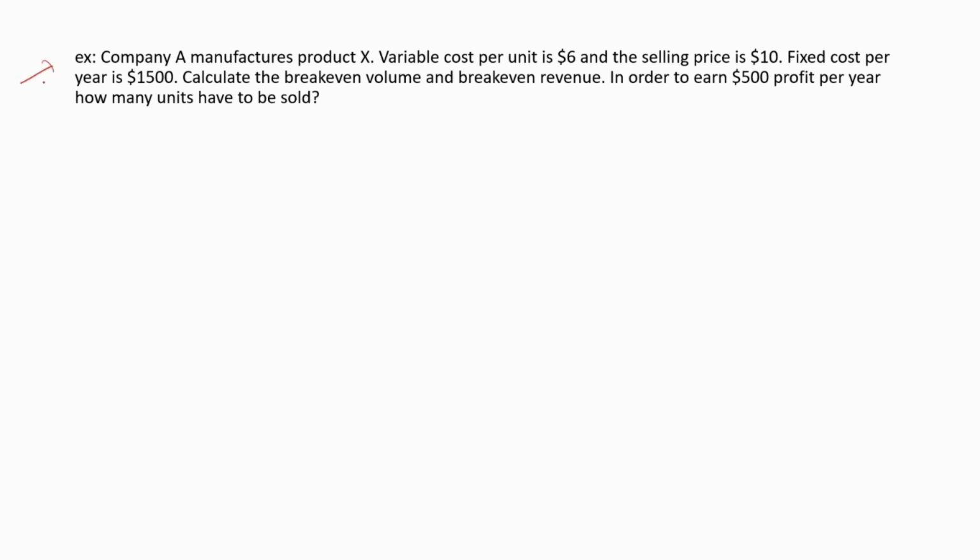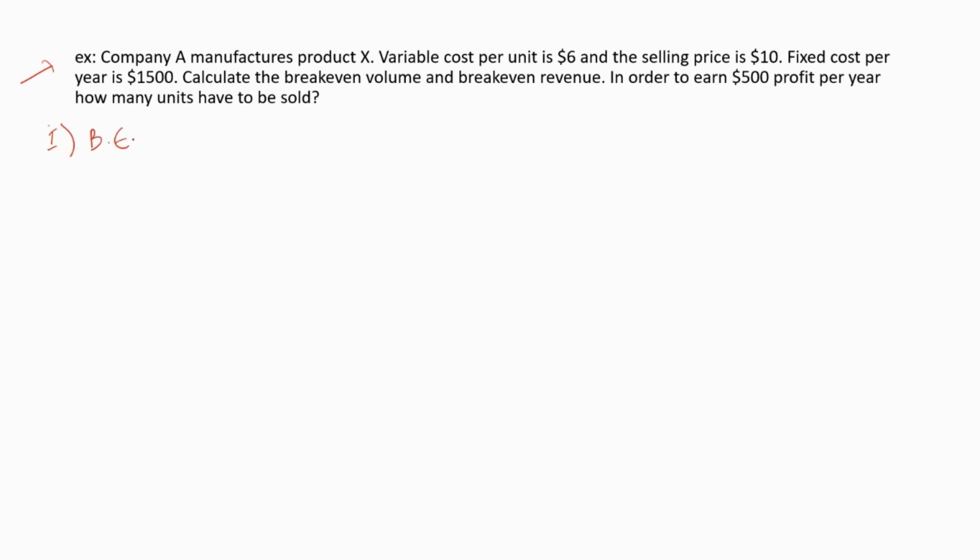Now let's do this example. Company A manufactures product X. Variable cost per unit is $6 and the selling price is $10. Fixed cost per year is $1,500. Calculate the break-even volume and break-even revenue. In order to earn 500 profit per year, how many units have to be sold? So let's do the first requirement.